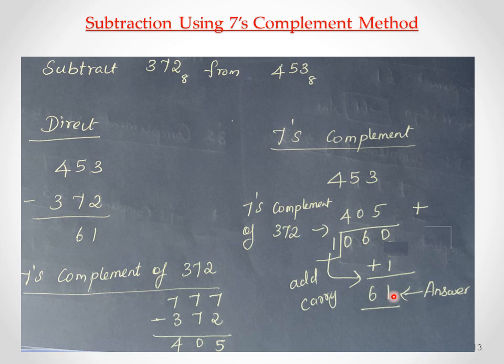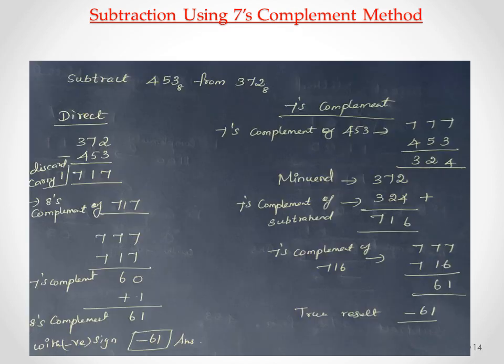So my answer is 61. So here, direct method also we got 61. Here also we got 61. Now we will subtract 453 from 372.